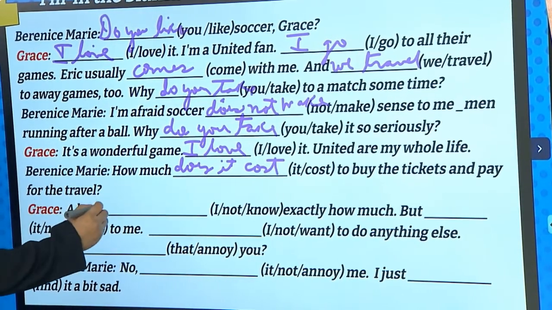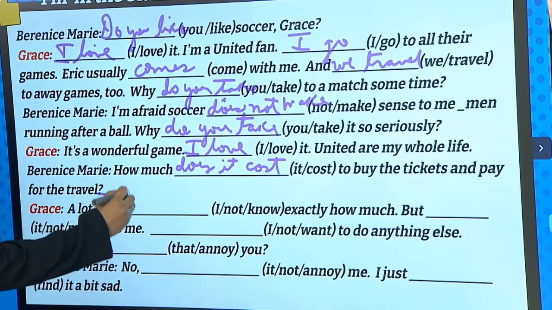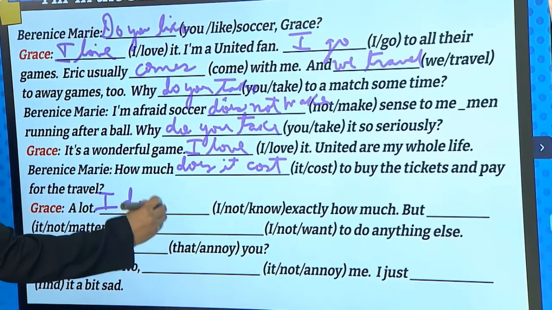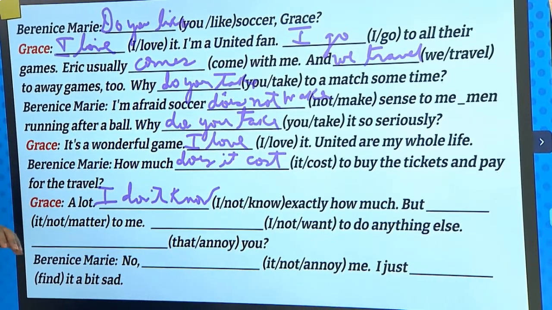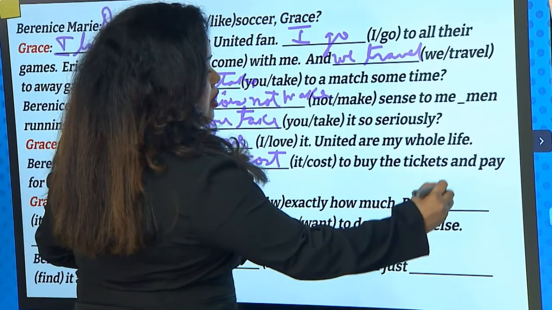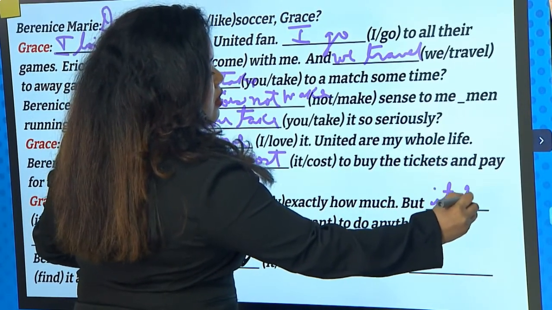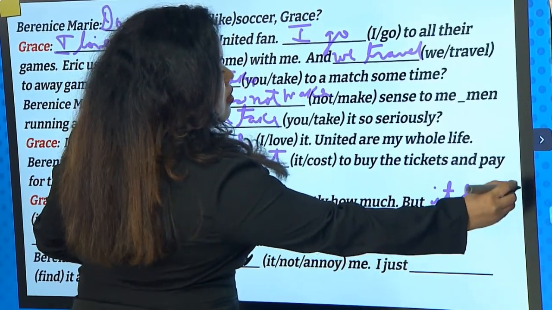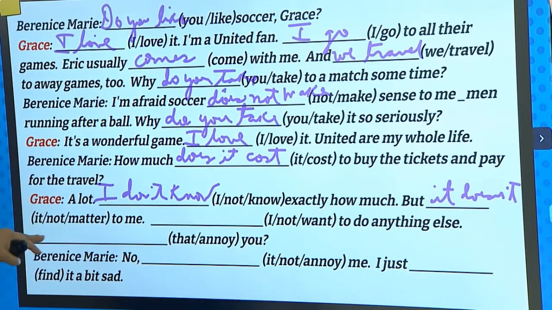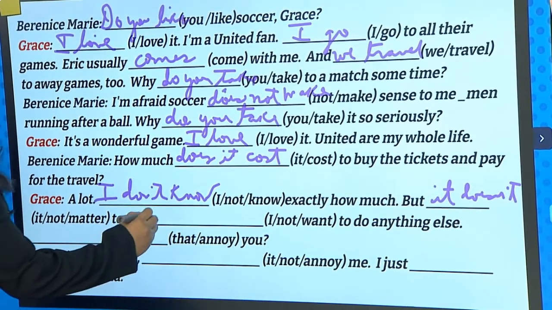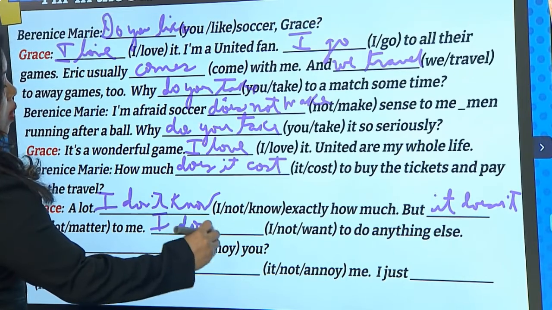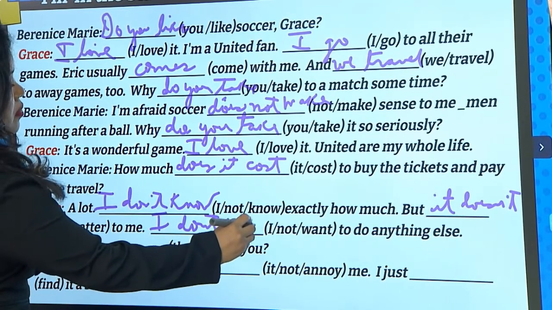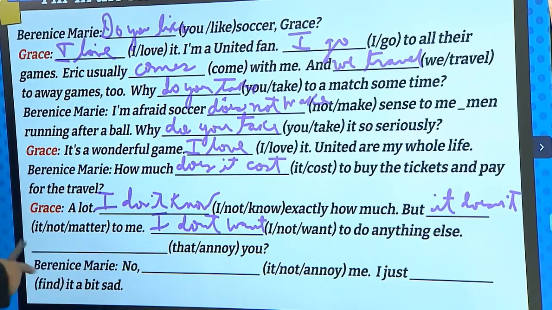It's a negative, so I don't know exactly how much, but it doesn't matter to me. Negative, I don't want to do anything else. Question, does that annoy you?